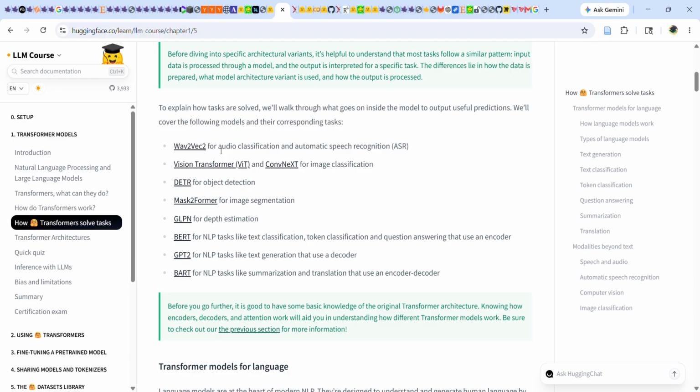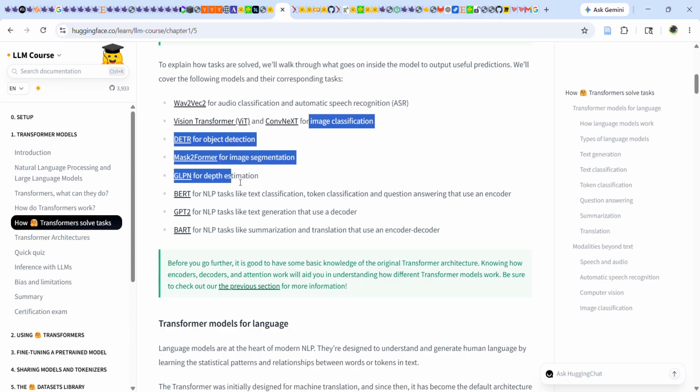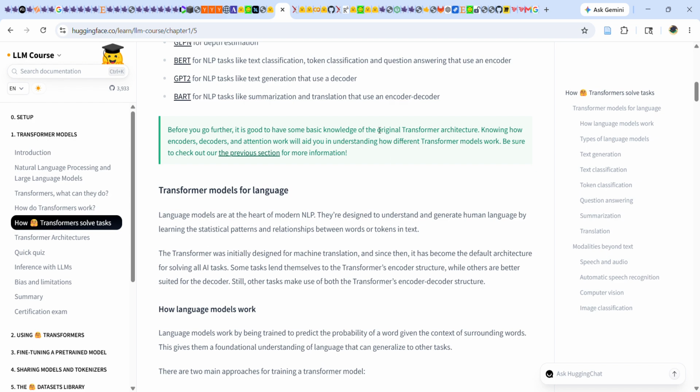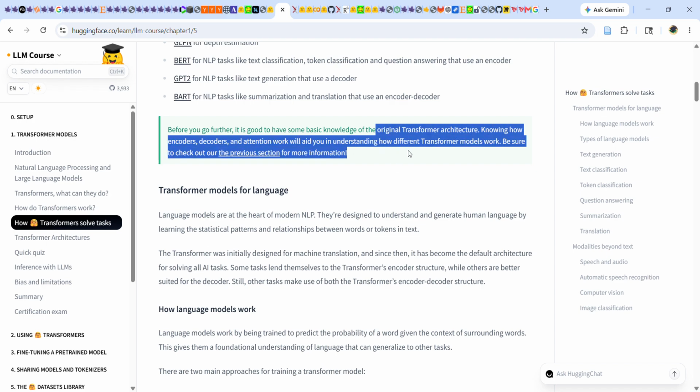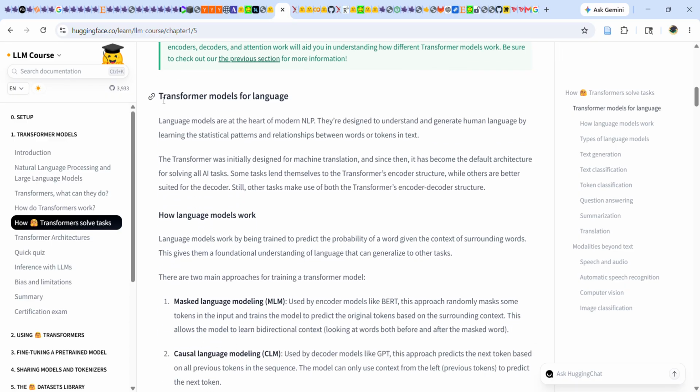So this is a model for audio classification and automatic speech recognition. This is for image classification. This is for object detection. This is for image segmentation. This is for depth estimation, NLP tasks like this, and for NLP tasks like this. Basic knowledge of the original transformer architecture and encoder will aid you in understanding this. So be sure to check out the previous videos.